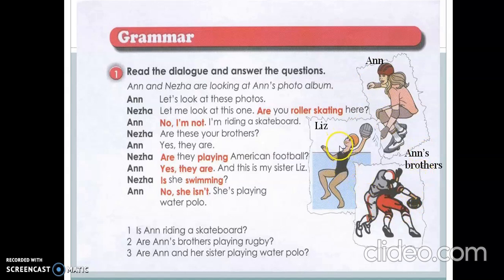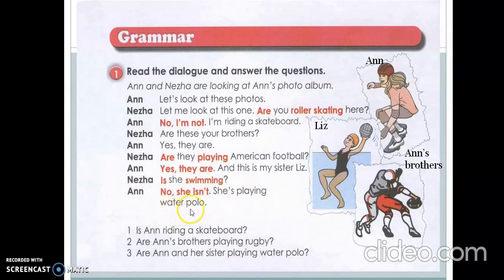What is she doing? And Nizha asks, is she swimming? Is Liz swimming? And says, no, she isn't. She is playing what? She is playing water polo.